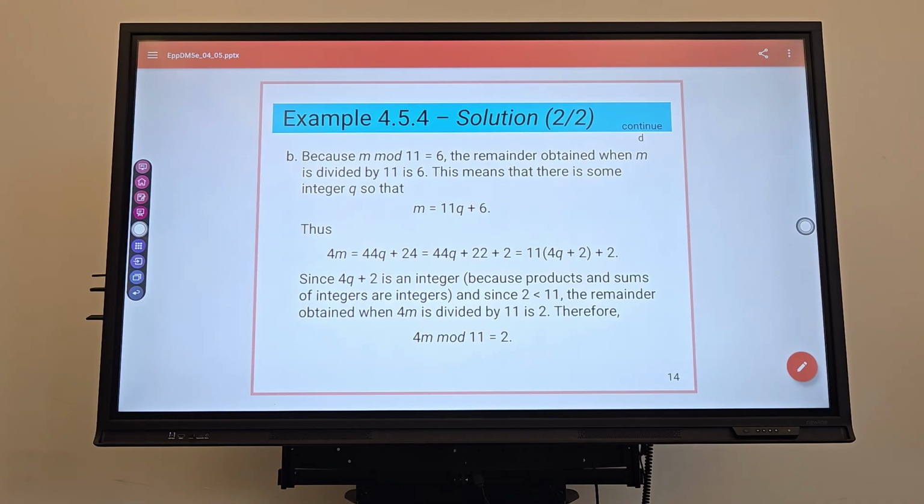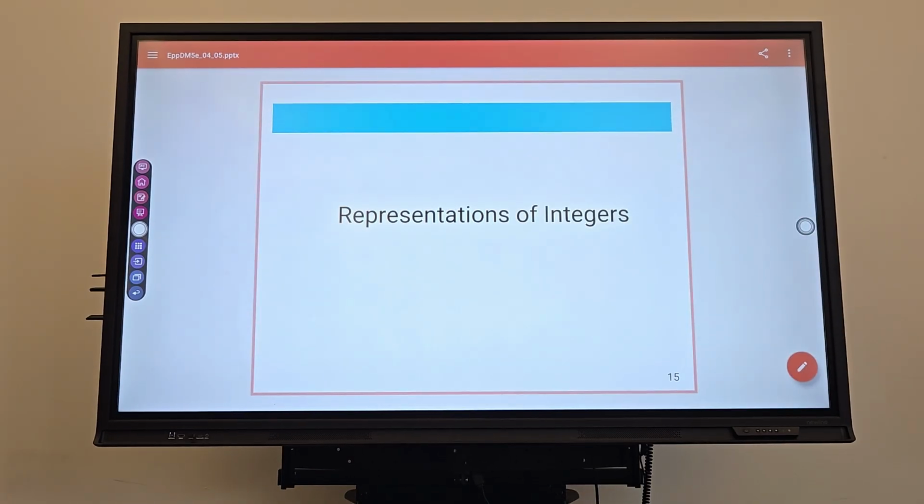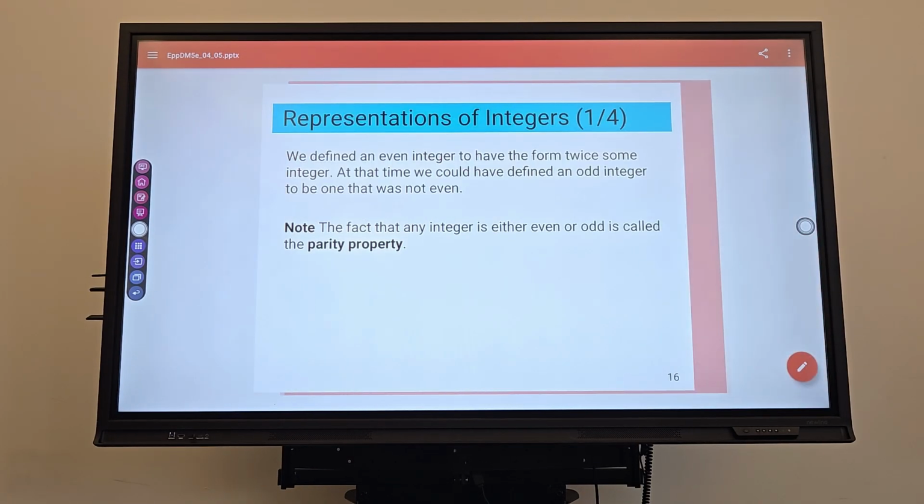You can calculate the mod of a number without necessarily knowing what the number is. Representations of integers. We defined an even integer to have the form twice some integer. At that time, we could have defined an odd integer to be one that is not even. The fact that any integer is either even or odd is called the parity property.